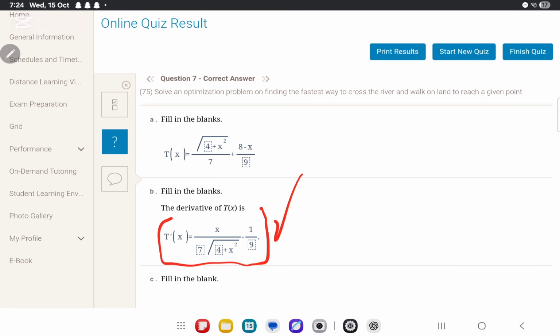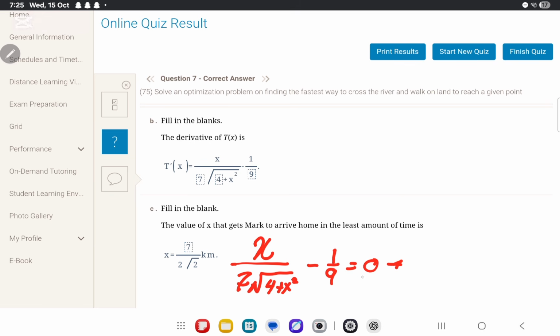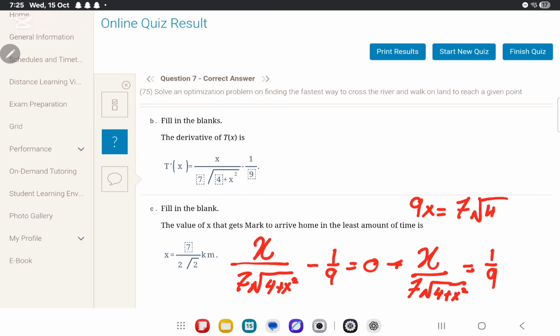This is t of x. Now you have this derivative. You guys should know how to derive anyway. To find the value of x that gets him home in the least amount of time, you're going to set this derivative equal to 0. So x over 7 radical 4 plus x squared minus 1 over 9 equals 0. You take this 1 over 9 to the other side: x over 7 radical 4 plus x squared equals 1 over 9. Cross multiply: 9x is equal to 7 radical 4 plus x squared.